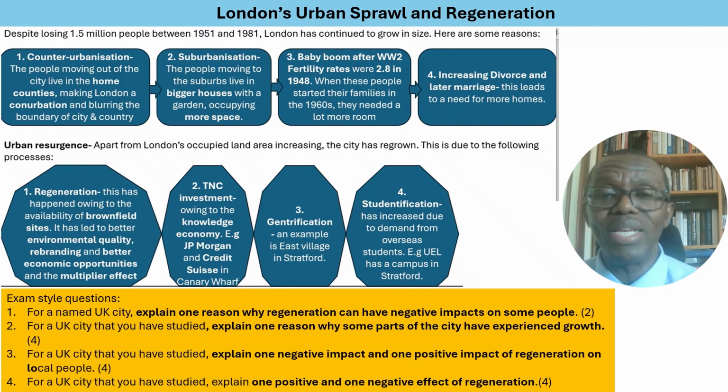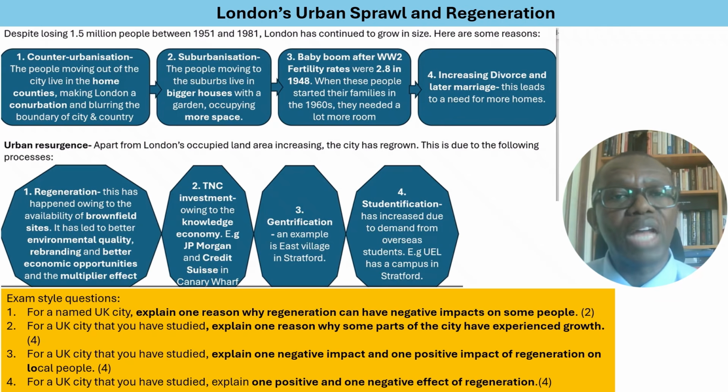And then the last one is increasing divorce and later marriage. Now, of course, this means that a lot more housing is needed, because if there's a divorce in a family, then there will be 2 separate households rather than just one, which leads to a demand for more housing. And if we are talking about later marriages, as we know is happening currently, it means that people are staying on their own for a lot longer, which also increases the demand for housing. And as that housing is built, that leads to urban sprawl.